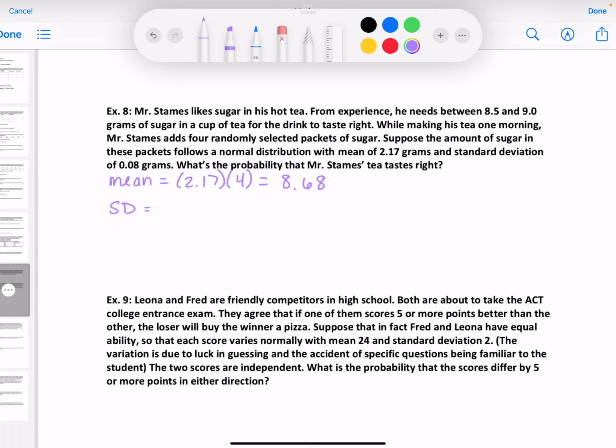Okay, standard deviation. How do I find that? For the 4 packets.